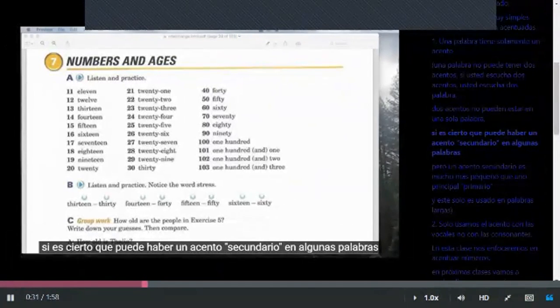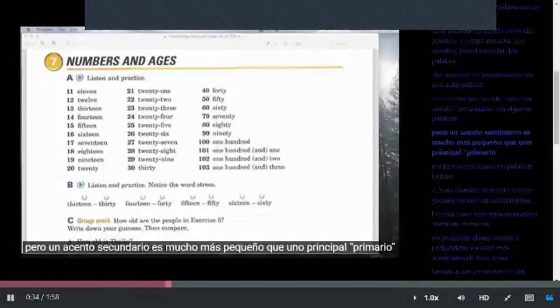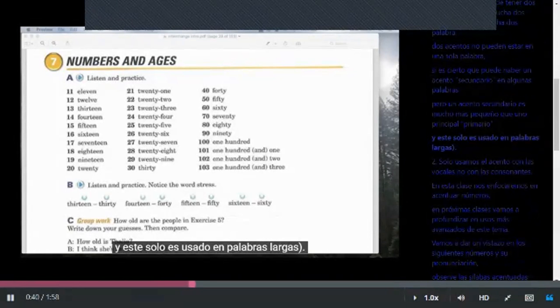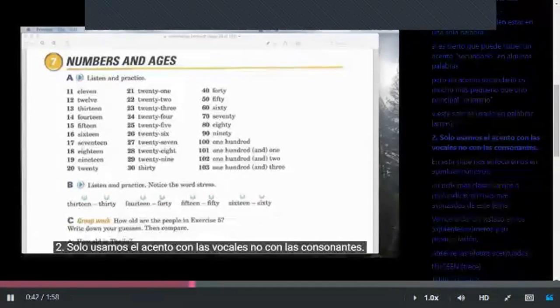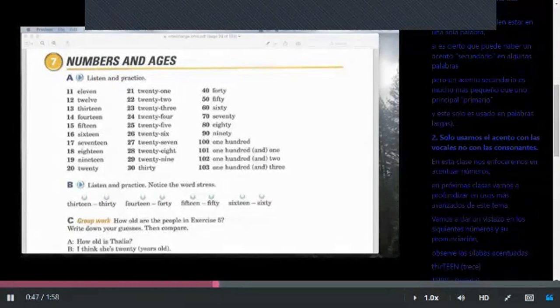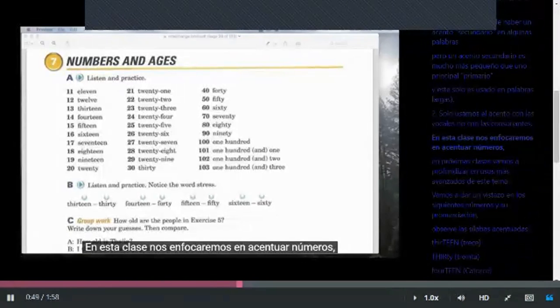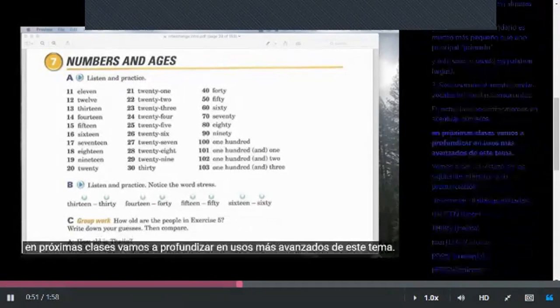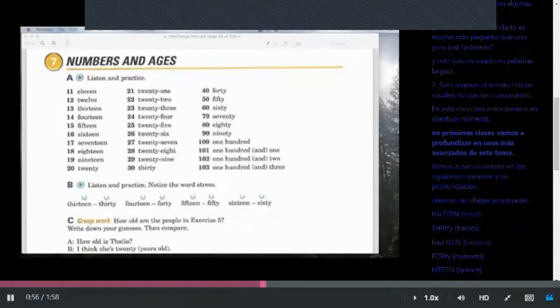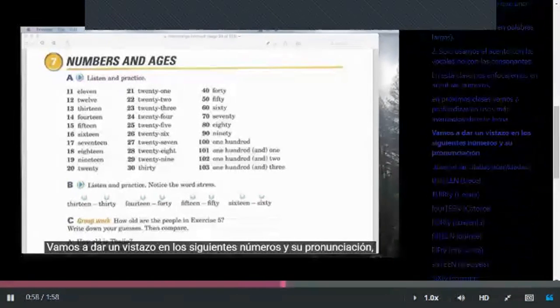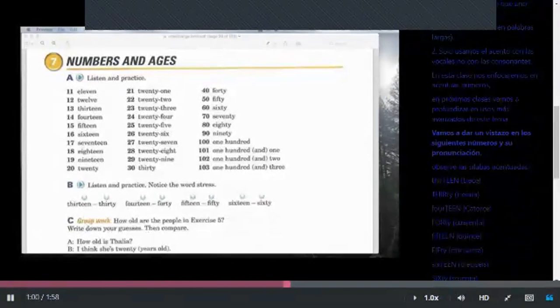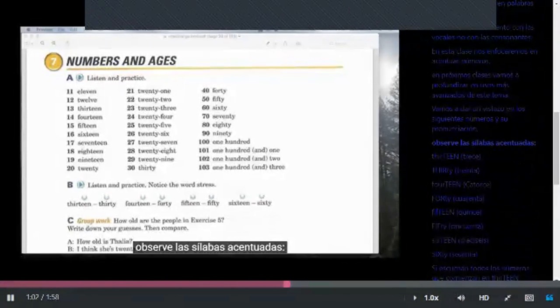It is true that there can be a secondary stress in some words, but a secondary stress is much smaller than the main primary stress, and is only used in long words. Number two, we can only stress vowels, not consonants. In this class, we will focus on stressing numbers, and in future classes, we will dig into more advanced uses of this topic. Let's take a look at the following numbers and their pronunciation. Notice the stressed syllables.